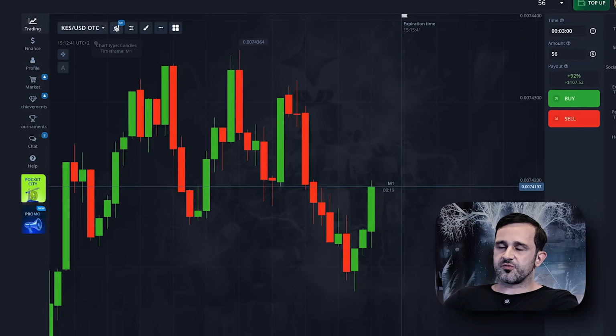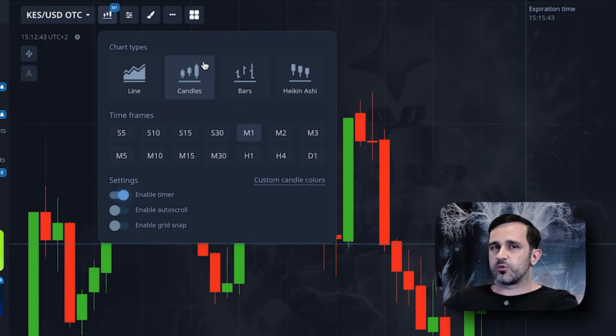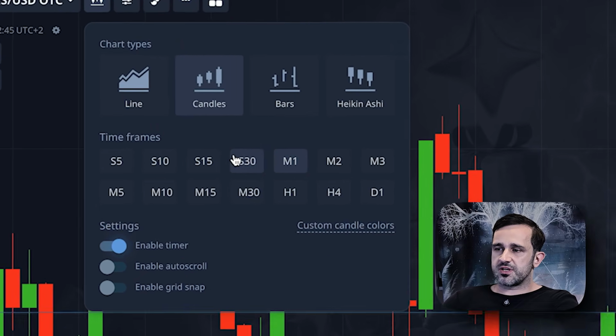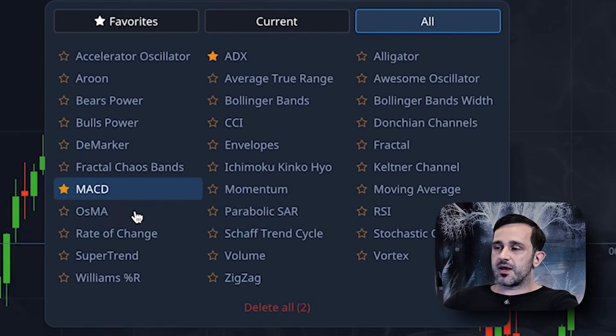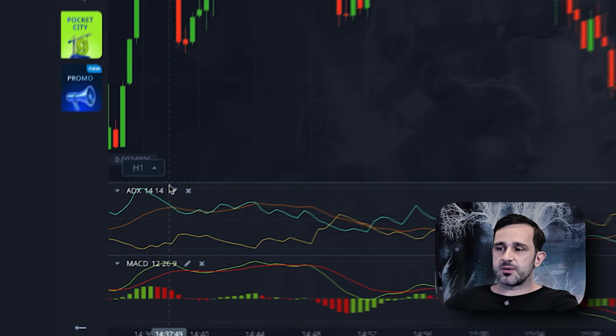First, I'll set up the platform because without this, no setup will work properly. Candlestick chart type, today's time frame is 30 seconds. The indicators we're using are ADX and MACD. I'll configure each one separately.